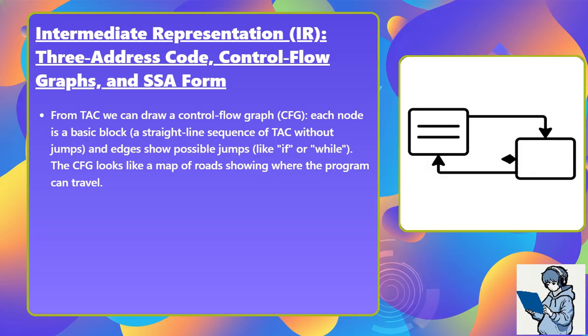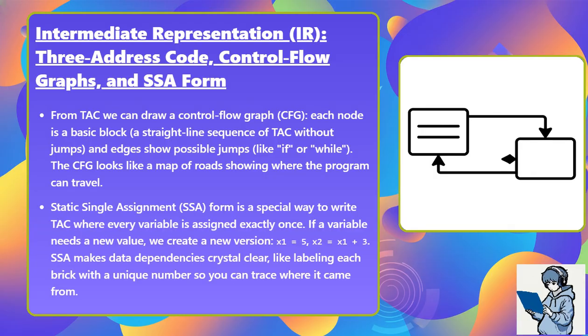The control flow graph looks like a map of roads showing where the program can travel. Static Single Assignment Form, SSA, is a special way to write 3 address code where every variable is assigned exactly once. If a variable needs a new value, we create a new version, x1 equals 5, x2 equals x1 plus 3. Static single assignment makes data dependencies crystal clear, like labeling each brick with a unique number so you can trace where it came from.